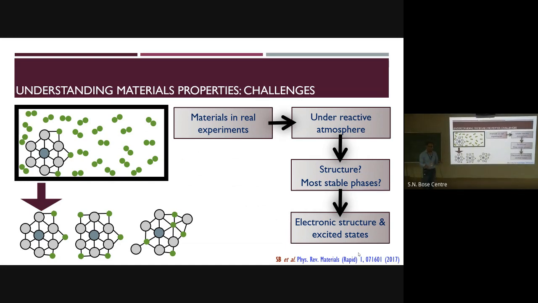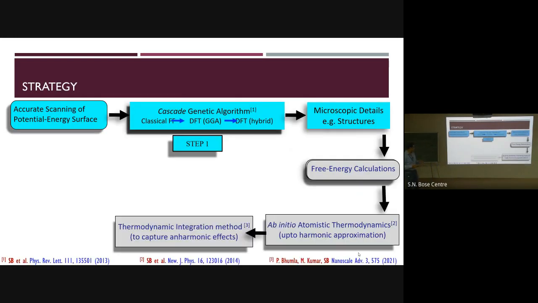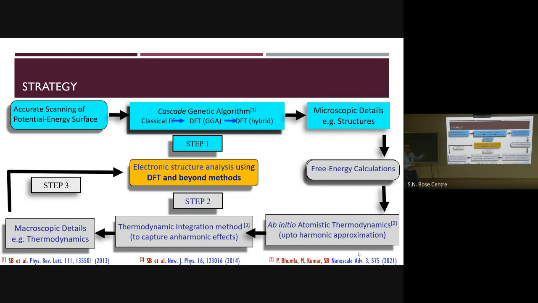So what we did at the beginning, before talking about the electronic structure, is that we computed all the free energy part and ensured that these are stable configurations, and then we analyzed the electronic structure. And that's why I made this flow chart.